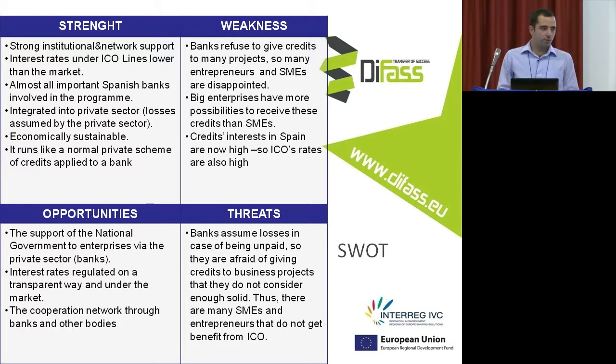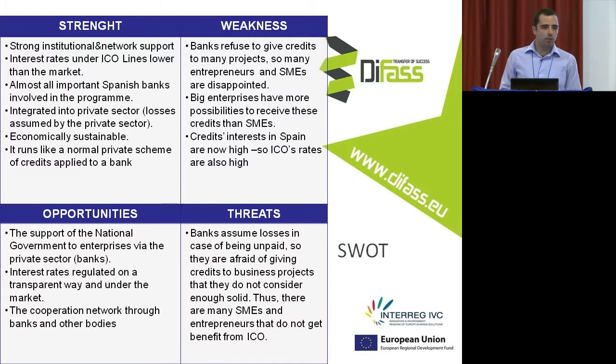The opportunities for the instrument: the support of the national government to enterprises via the private sector. The interest rates are regulated in a transparent way and under the market, and there is the comparison network we have in Spain with ICO and the banks, and also other bodies that collaborate with ICO. And the main threat is that banks assume losses in case of non-payment, so they are afraid of giving credit to companies they don't trust.